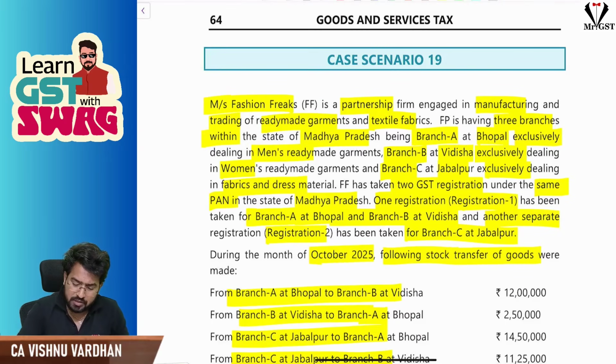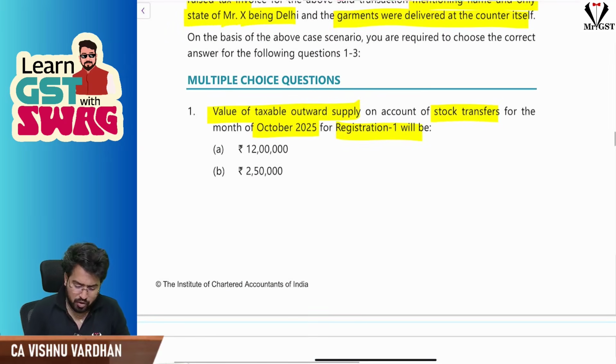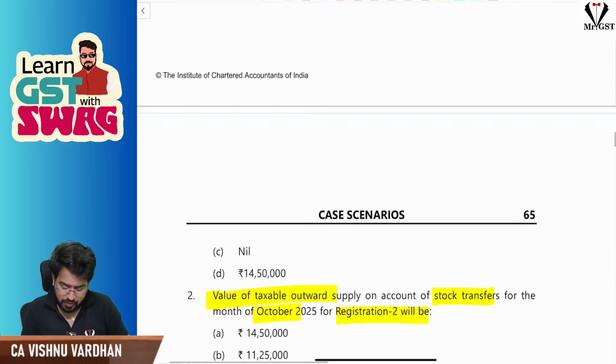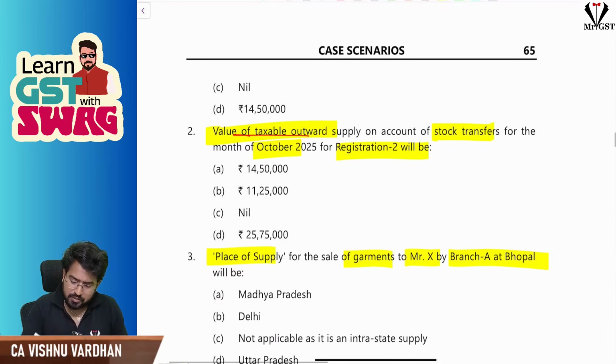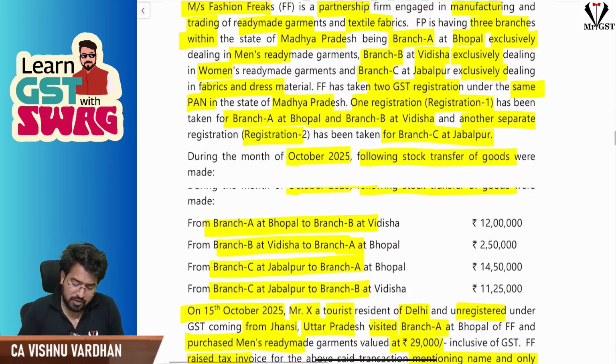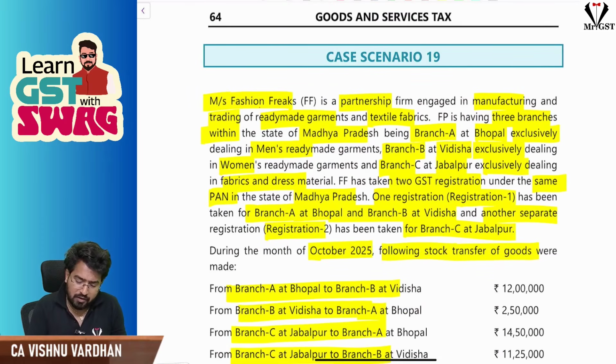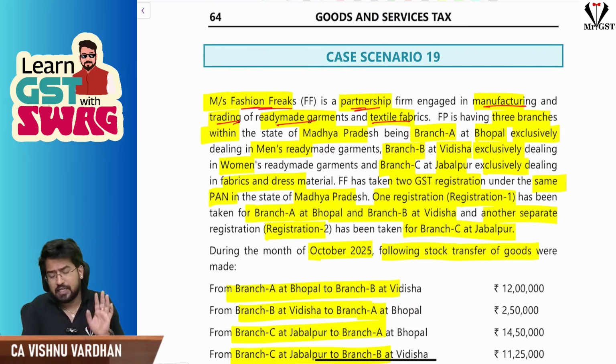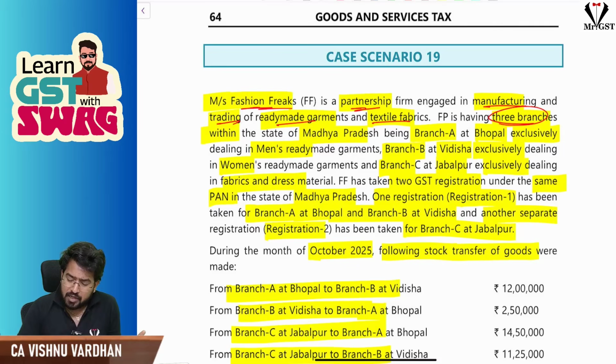So coming to the next case scenario, let us go with the questions. Again, a small one. Value of taxable outward supply, stock transfer of October for registration 1. And the second question is value of taxable outward supplies for stock transfers in October for registration 2. And what is the place of supply for garments sold to Mr. X from branch A. Now, this is a question regarding Fashion Freaks, a partnership firm manufacturing and trading ready-made garments and also textile fabrics. They have 3 branches within the state of Madhya Pradesh.